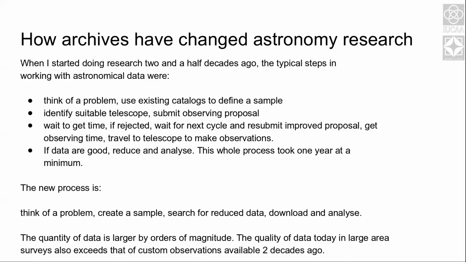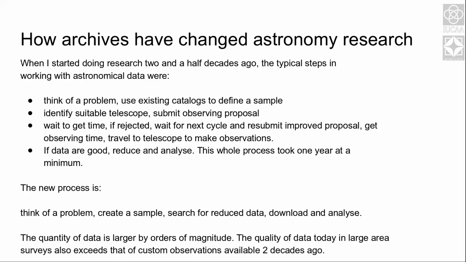The last step, of course, was not possible if you were using a space-based facility, but most ground-based facilities required you to travel to the telescope or have someone else observe on your behalf in order to get your data. And then if the data were good, you would then reduce and analyze. If the data were bad, you would probably need to submit an observing proposal again. And this whole process, from thinking of a problem, identifying samples, writing proposals, and so on, and getting your data would take 1 year at a minimum, and very often longer.